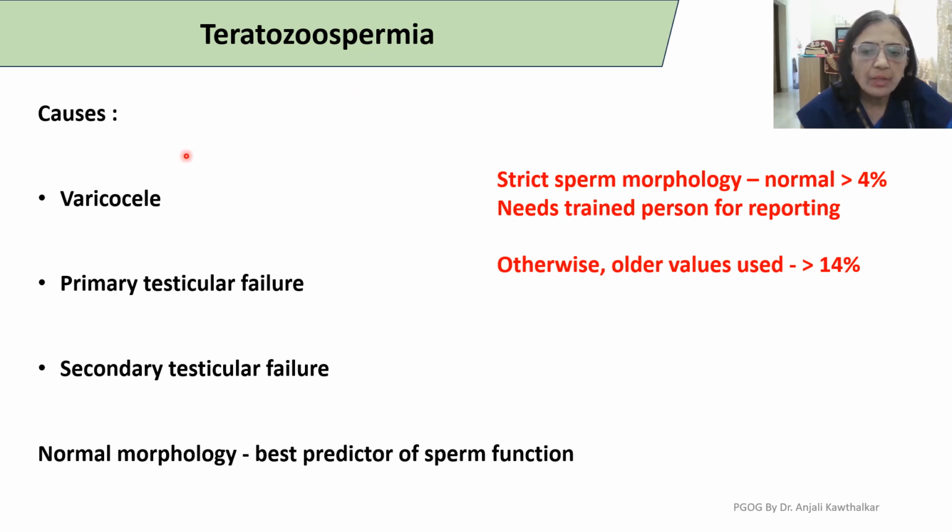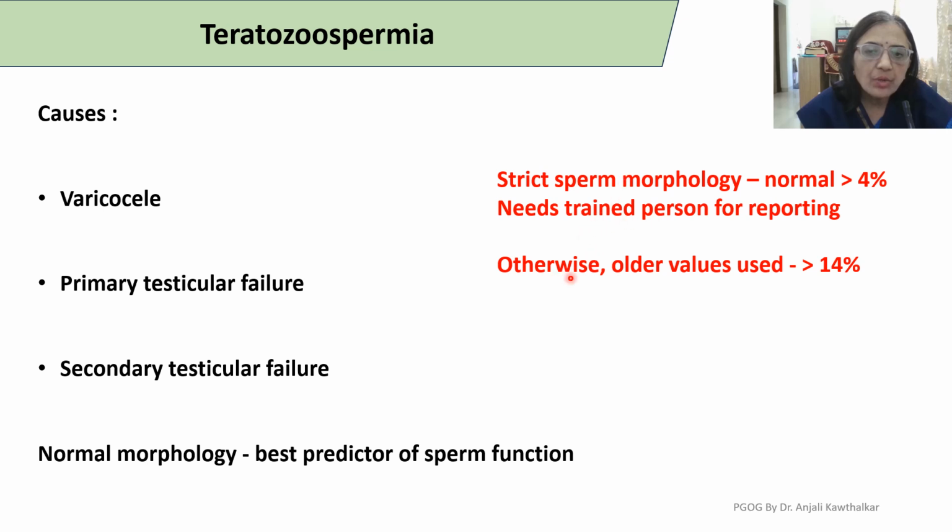Teratozoospermia is abnormal morphology of the sperms, and causes are varicocele, primary testicular failure, and secondary testicular failure. The terminology now used is strict sperm morphology, where you need a trained person who will look at the sperms and strictly see whether all the parts of the sperm are normal or not. Any part not fulfilling the criteria is considered abnormal. By this strict sperm morphology guideline, if greater than 4% show normal morphology, it is normal, but it needs a trained person for reporting.